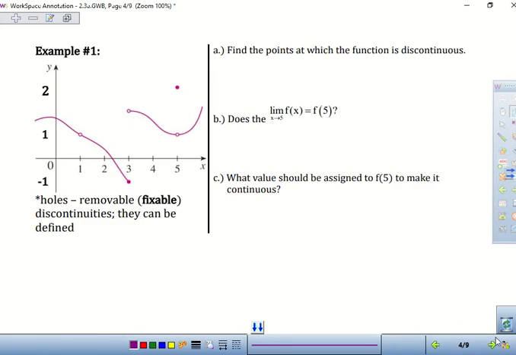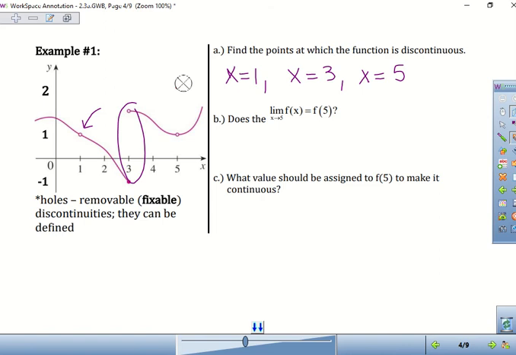Alright, so example 1 gives you a picture and asks you to identify where the function is discontinuous. So it's discontinuous at x equals 1. Where else is it discontinuous? x equals 3, and lastly x equals 5. So this is point discontinuity. This is jump discontinuity.